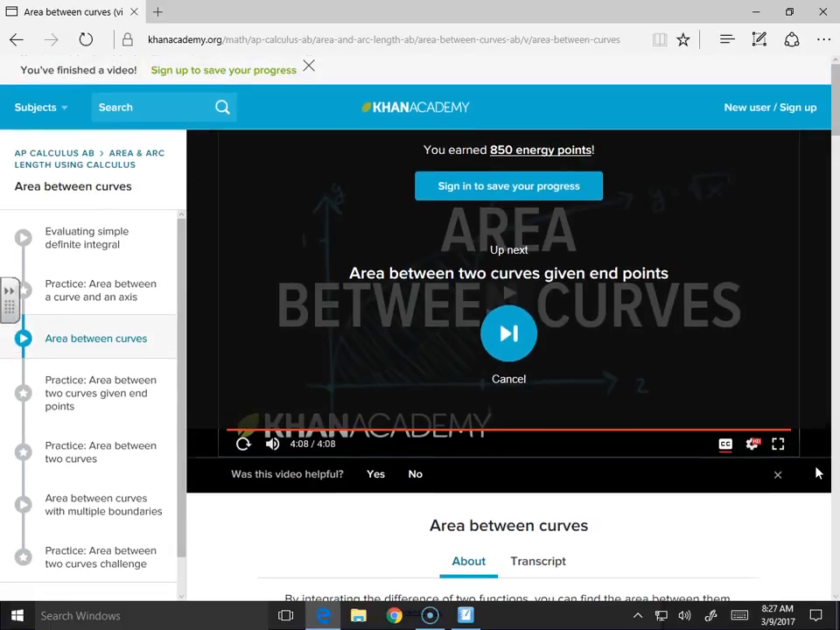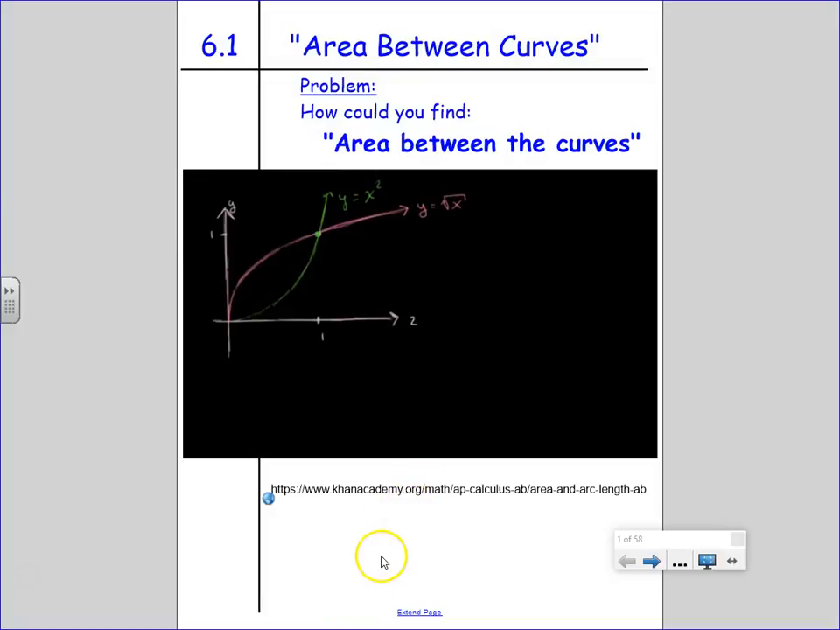Okay, so I want you guys to help me solve the problem. How could you find area between curves? Let me go ahead and go turn on the light.